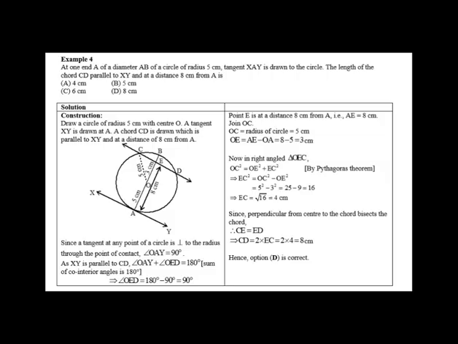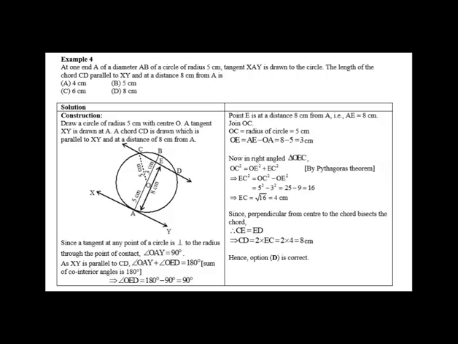Let us draw a circle of radius 5 cm with center O. A tangent XY is drawn at A. A chord CD is drawn which is parallel to XY and is at a distance of 8 cm from A. Since tangent at any point of a circle is perpendicular to the radius through the point of contact, angle OAY is equal to 90 degree.